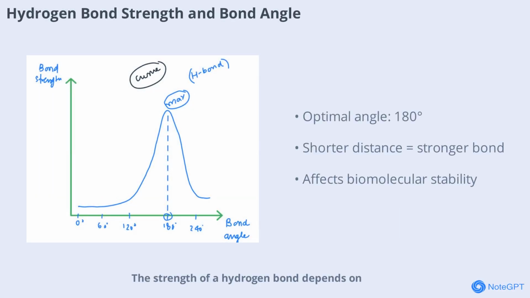The strength of a hydrogen bond depends on the bond angle and the distance between the atoms. The optimal bond angle is close to 180 degrees, which allows for the strongest interaction. As the angle deviates from this ideal, the bond becomes weaker. Similarly, the shorter the distance between the donor and acceptor atoms, the stronger the hydrogen bond. These factors are important in determining the stability of protein and nucleic acid structures.